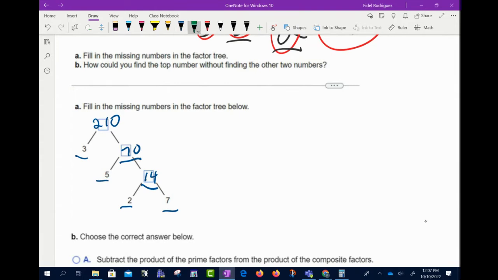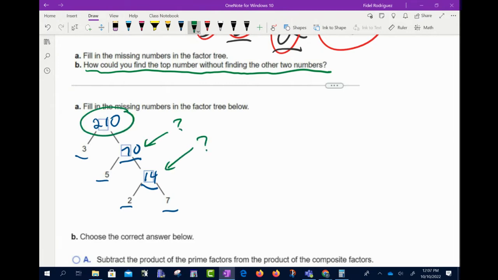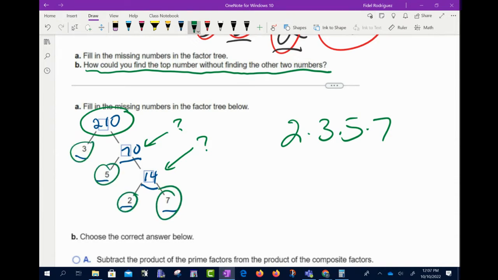Now, there's a part B. Part B says, how could you find the top number without finding the other two numbers, okay? So meaning, how could I find this number without having to find that number and that number? The way we would do this, y'all, we would take 2 times 3 times 5 times 7. I wrote them this way, y'all, not for any particular reason other than I was just writing them in order from smallest to biggest. The order in which you put them in is not really important, okay?